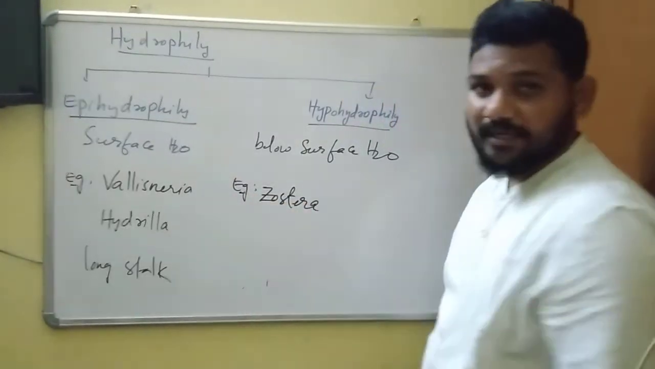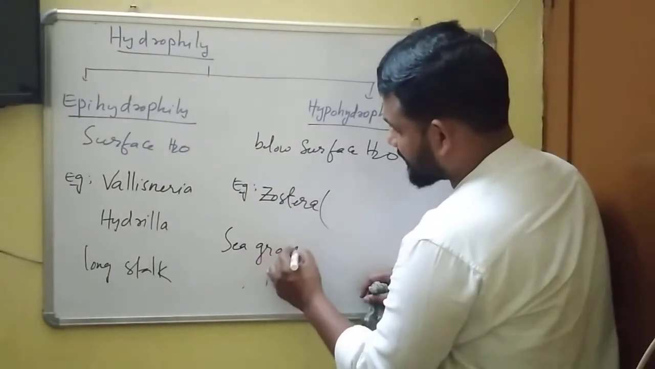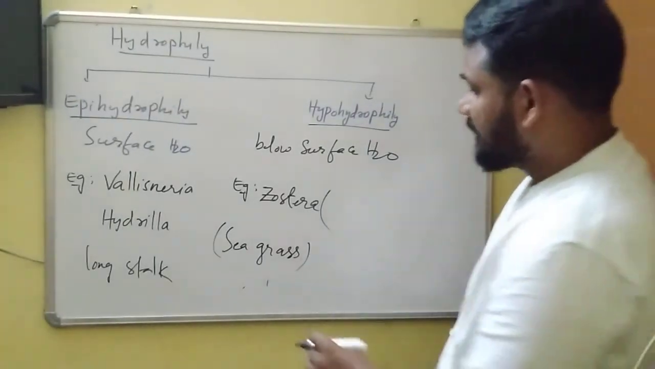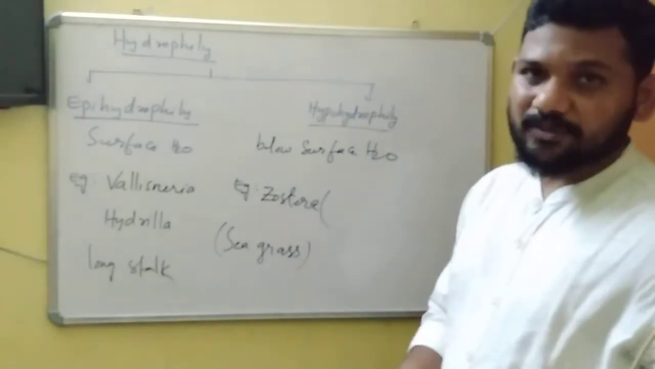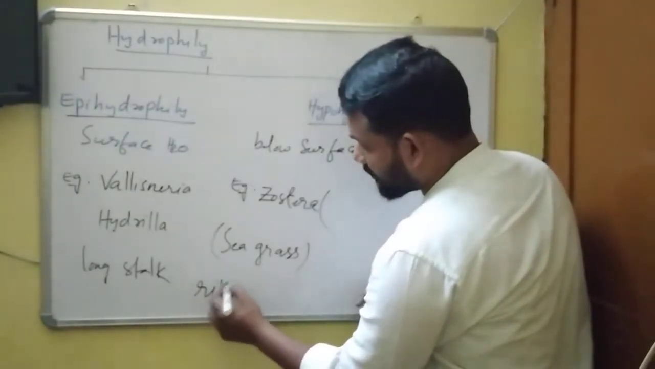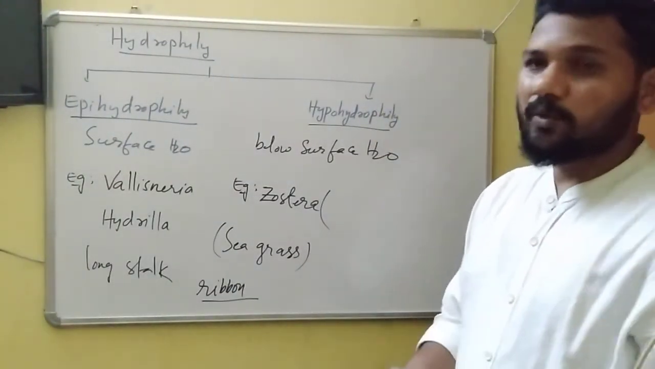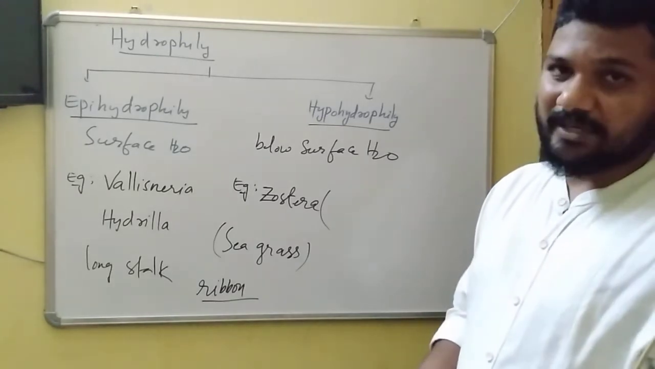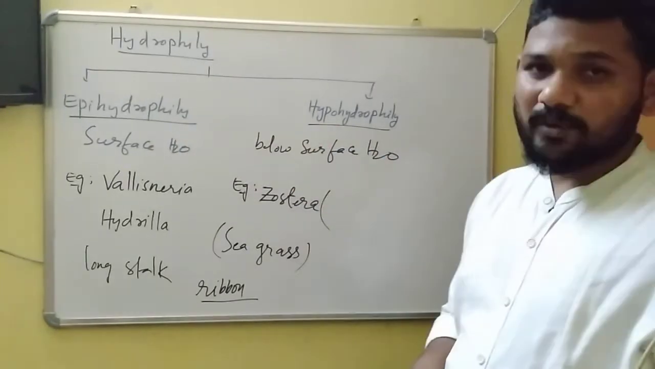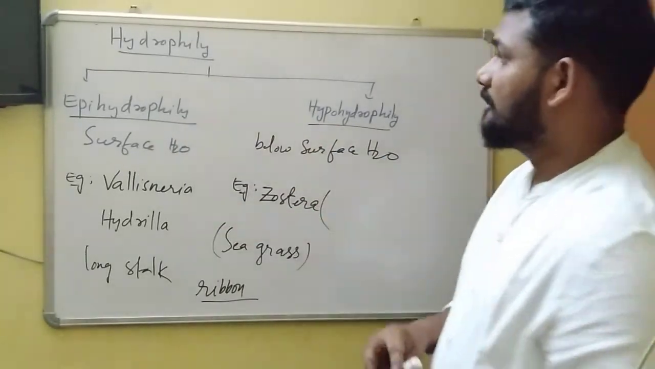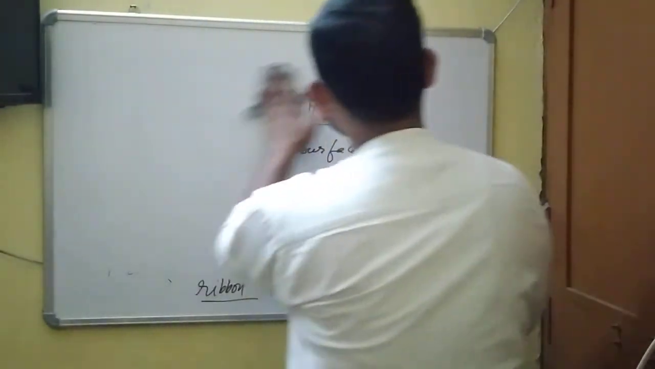It can be seen in Zostera, commonly known as seagrass. In seagrass or Zostera, female flowers remain below the surface water, and the pollen grains are long and ribbon-like. They also move passively through water currents and eventually reach the female flower. So again, hydrophily can be divided into epihydrophily and hypohydrophily: Vallisneria, Hydrilla and Zostera. So this is hydrophily, and these are the two different types of abiotic agents.